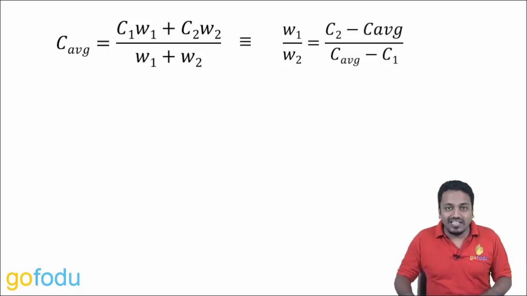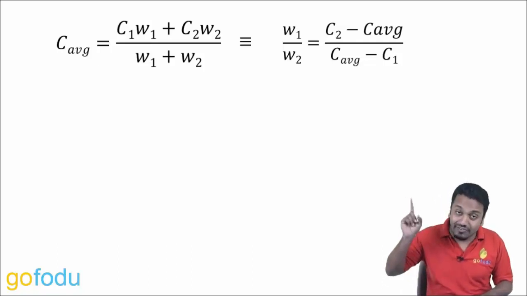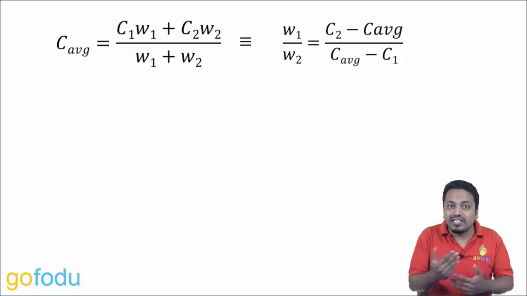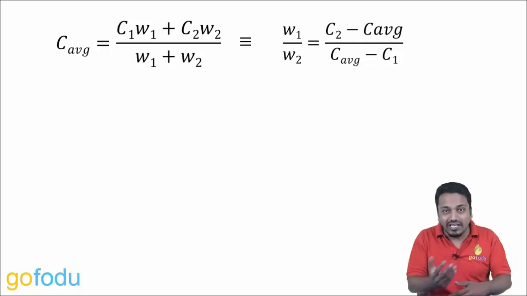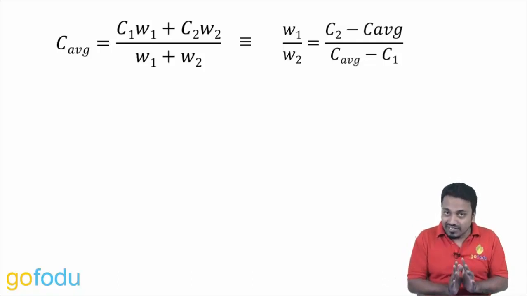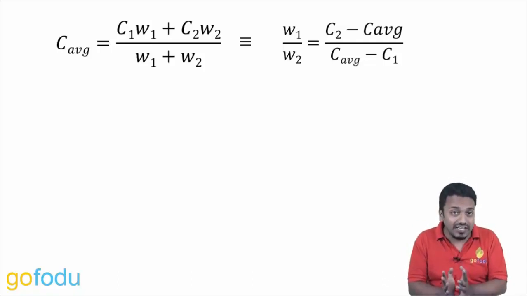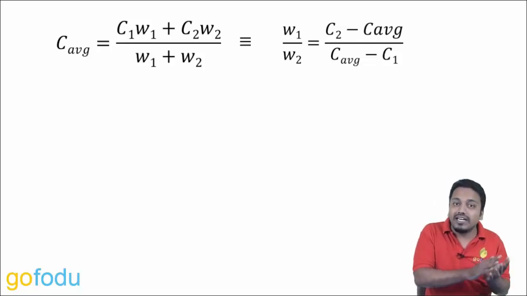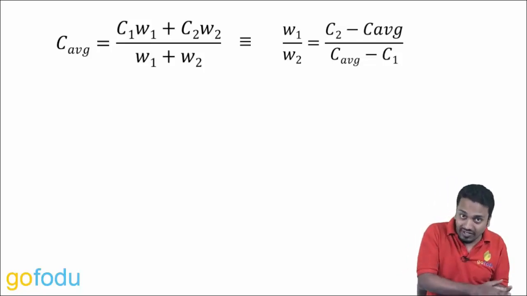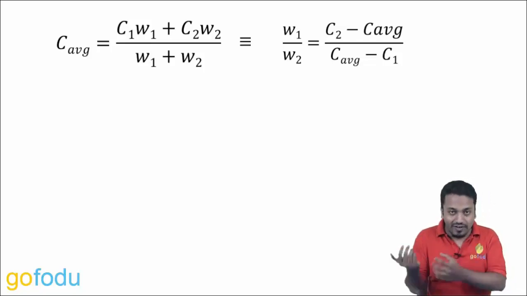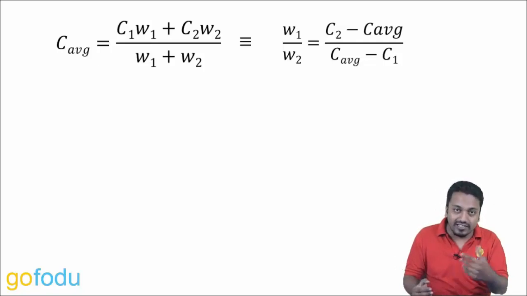Now many students get confused in remembering this second format. If it was C2 minus C average or C average minus C2, C1 minus C average or C average minus C1, students get confused with this. Just remember that there is a positive ratio in the left hand side. So in right hand side, numerator and denominator should both be negative or should both be positive. So if left hand side is positive, right hand side should also be positive.